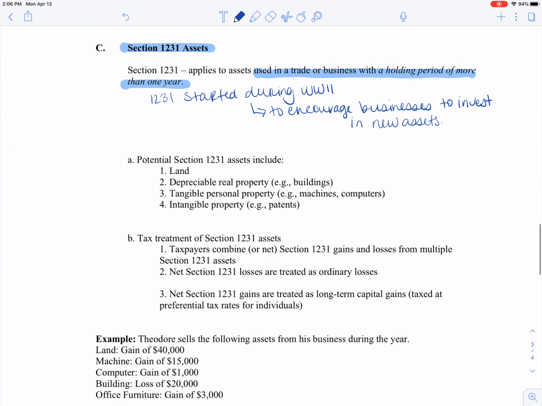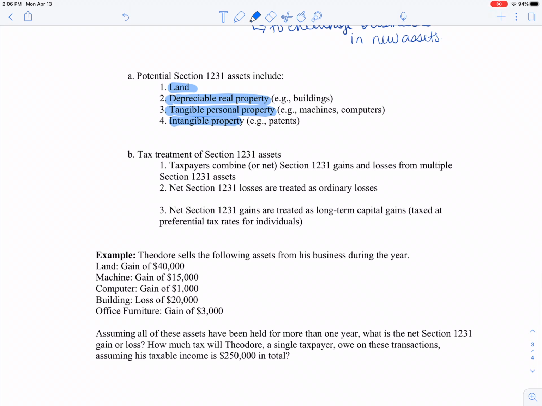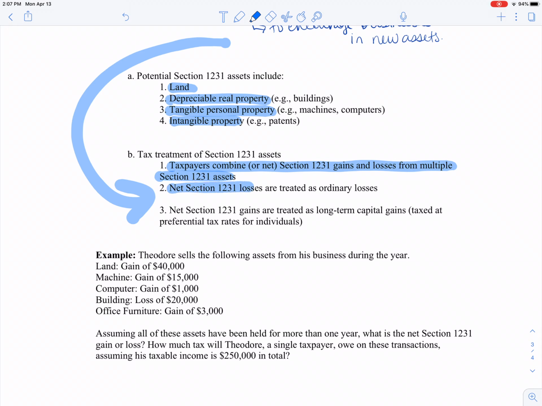So potential 1231 assets are things like land, depreciable real property, tangible personal property, and intangible property. All of those items could be considered 1231 assets. And what was special about them and why they helped stimulate the economy is the tax treatment of these 1231 assets. So taxpayers combine 1231 gains and losses from multiple assets. If you end up with a net loss, it's treated as an ordinary loss. If you have a net gain, it would be treated as a long-term capital gain.